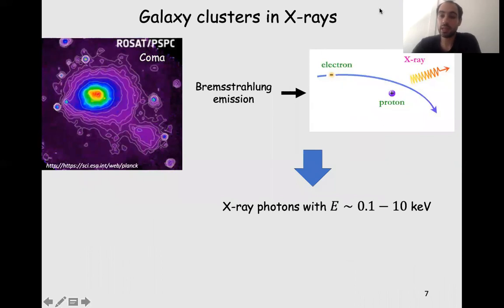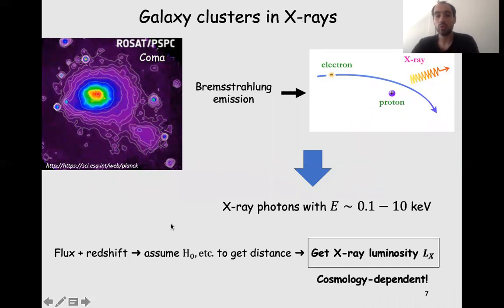In X-rays, galaxy clusters are very luminous due to the so-called Bremsstrahlung emission, or free-free radiation, which produces a plethora of X-ray photons with energies of 0.1 to 10 keV. So what we can do is observe galaxy clusters with our X-ray telescopes, measure their flux, measure their redshift, and assume the values of some cosmological parameters, for example H0, to go from the redshift to the distance. Now that we have the distance and the flux, we can derive the X-ray luminosity, which obviously depends on the value we assumed for the Hubble constant, so it's cosmology dependent.